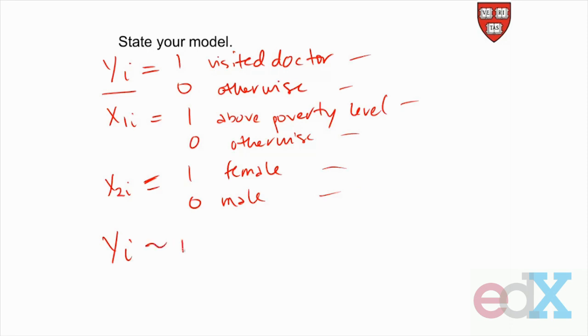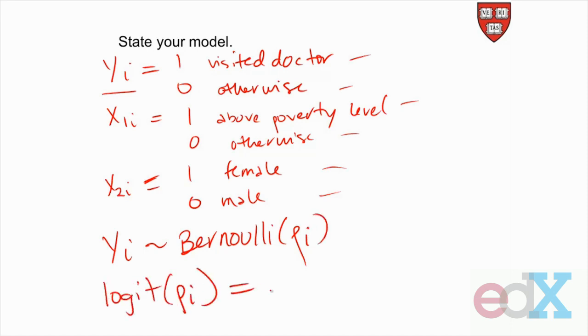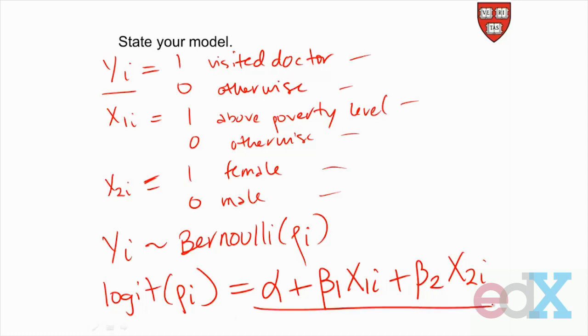Again, we're going to model yi using a Bernoulli distribution with probability of success pi, and then we model pi on the logit scale. Since I'm assuming no effect modification of the relationship of poverty and visiting the doctor by gender, I don't throw in an interaction term yet. So for now, this is my logistic regression model. Let's go ahead and fit that in Stata.